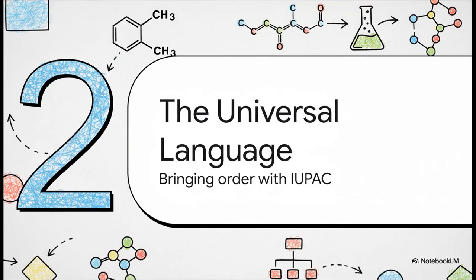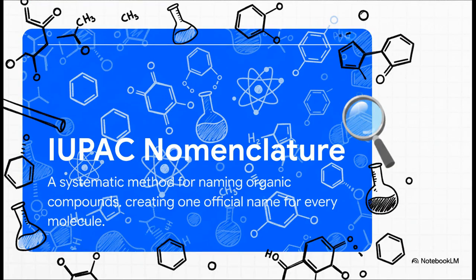Well, the answer came from this massive international effort to create a single universal language for all of chemistry. And it was all spearheaded by an organization called IUPAC. IUPAC is a bit of a mouthful. It stands for the International Union of Pure and Applied Chemistry. They got together and created a system, a set of rules for naming molecules. The goal was huge, but simple. One official, systematic name for every single compound. No more confusion. Acetic acid has its place, but ethanoic acid is the single, universally understood name.